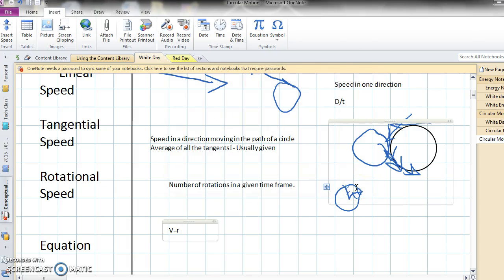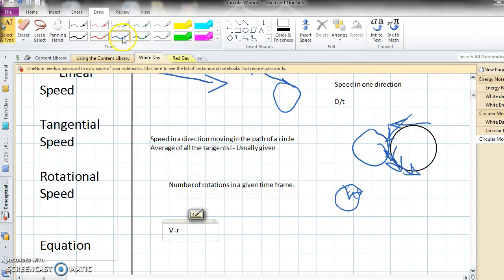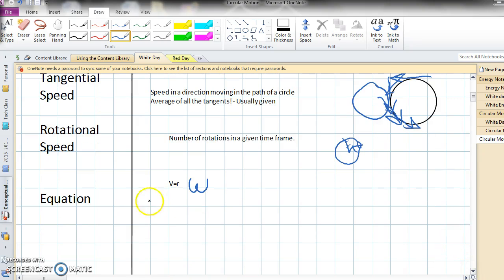Okay, omega, yes, it's this symbol. I'm not arguing why or how come, but it's this weird looking extra loopy W. If you want to question it, read the book. This is what they chose to represent rotational speed. So what each of these are: v is velocity, equals radius times omega, the rotational speed.